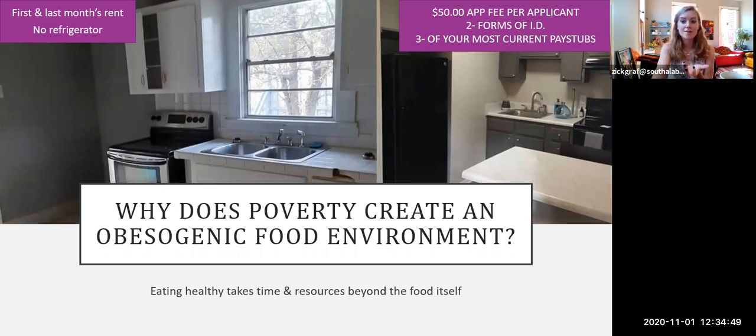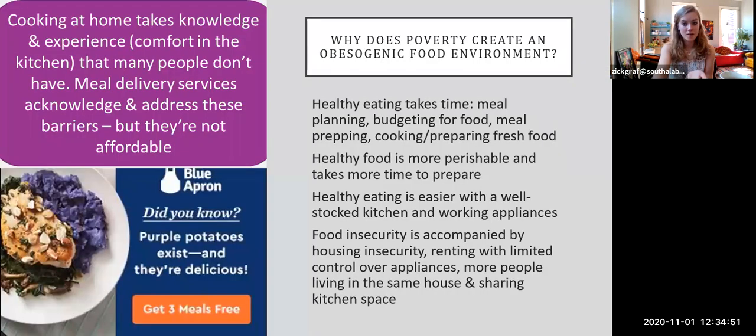Eating healthy is a lot easier if you have a well-stocked kitchen, if you have all the staple ingredients in your house that you need for cooking, if you have working kitchen appliances, if you have access to a kitchen at all times and aren't sharing it with other people, if you have the time, energy, and knowledge that it takes to prepare healthy meals.